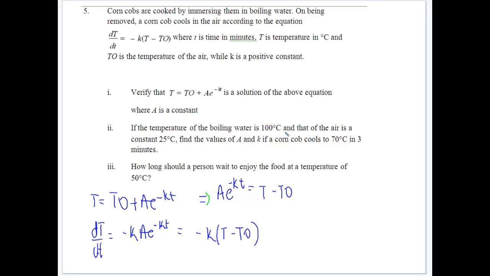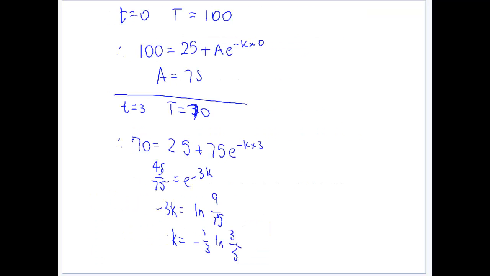We get our data to find A and k. The temperature's 100 degrees, the air is 25, so that's going to give us the T0, the surrounding temperature, 25 degrees. A and k come about if we know that we get it cooling to 70 degrees in 3 minutes. So at t equal to 0 initially, the temperature was 100, so the value of A ends up being 75. And then after 3 minutes, we get the temperature being 70.